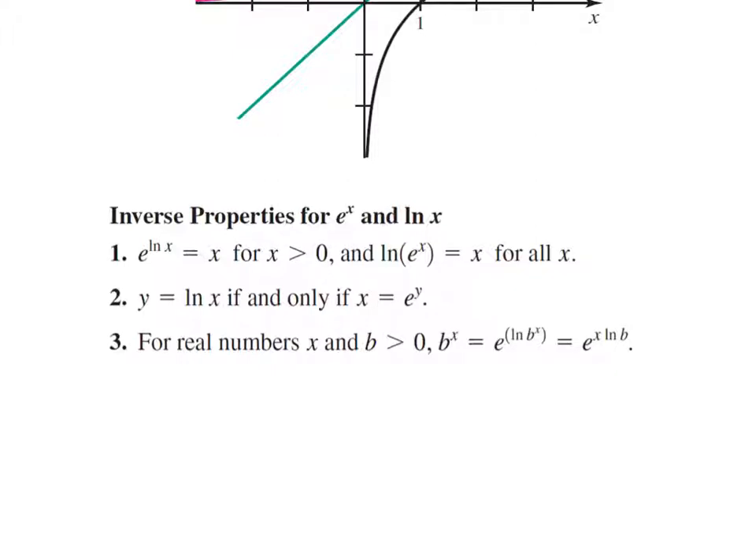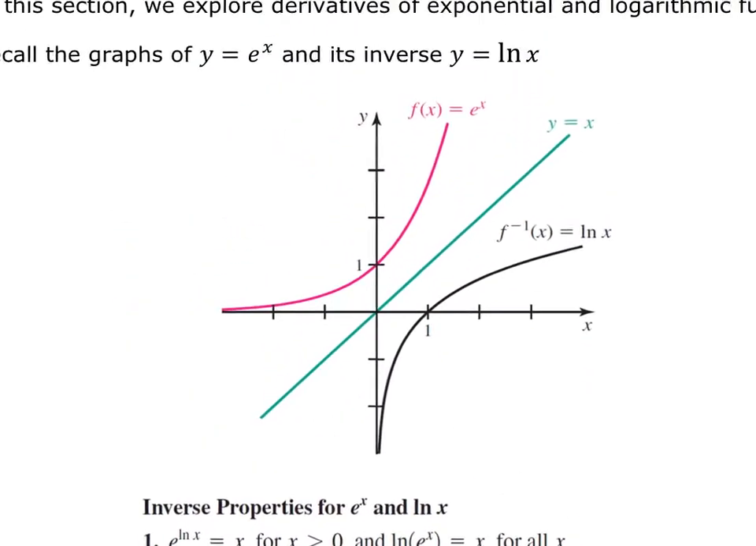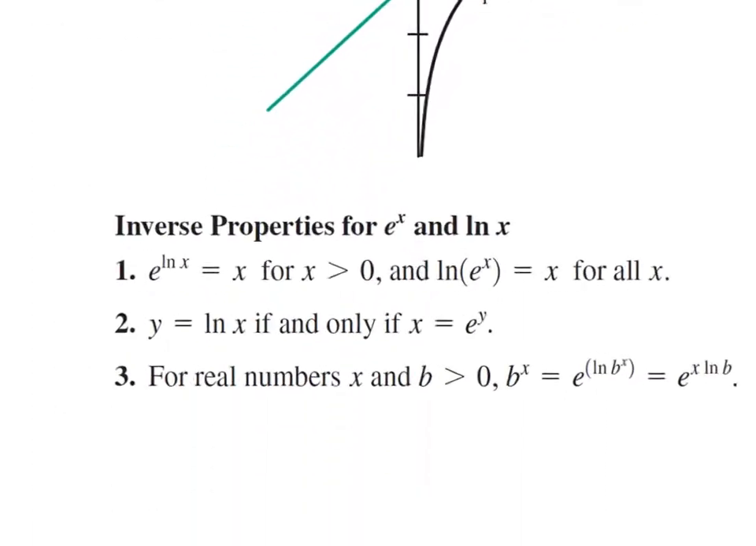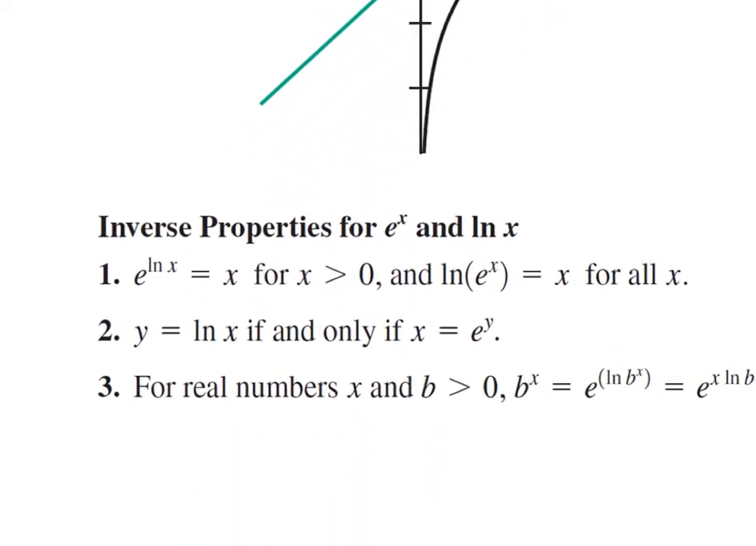Provided, of course, the x that I am looking for is greater than 0. And the reason that is because if I look at my graph here, I'm just going to go back up to my graph in pink. My graph in pink has a horizontal asymptote without a transformation at y equals 0. So none of my outputs will ever be negative. Unless I have a transformation, it'll never be negative. So if I raise e to the natural log of x, it will equal x, provided x is positive.